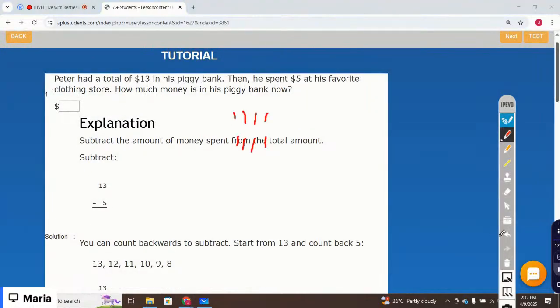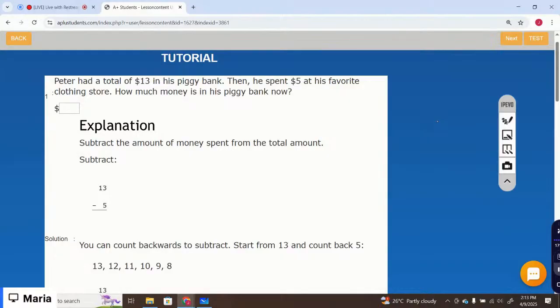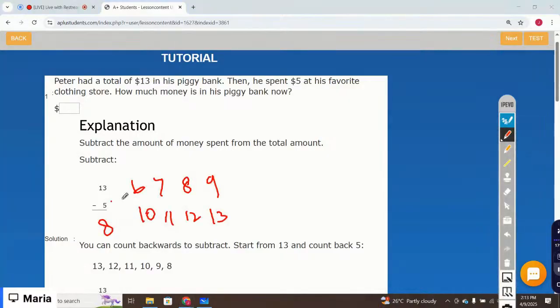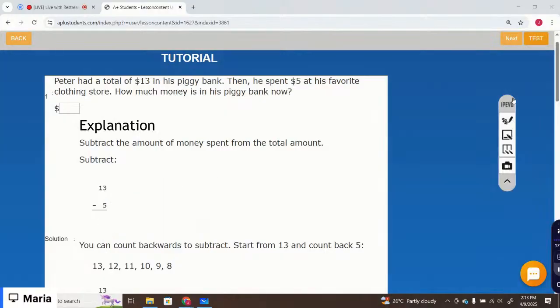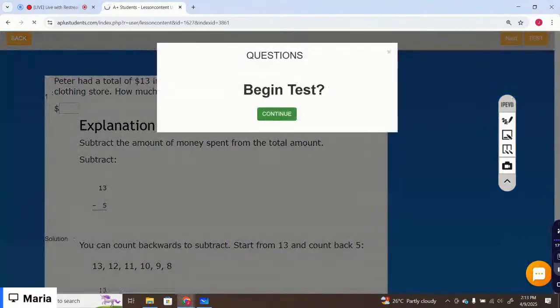So $13 he already has and he spent 5. So you need to start counting from 5 until 13, or you can count back from 13 till 5. So 5, 6, 7, 8, 9, 10, 11, 12, 13. Starting from 5, count until 13, we have 8 numbers. So 13 take away 5 is 8. That means he still has $8 in his account. Let's just start with the test questions.